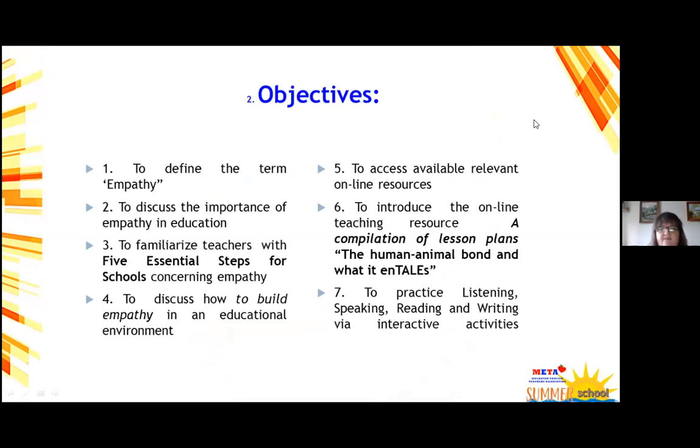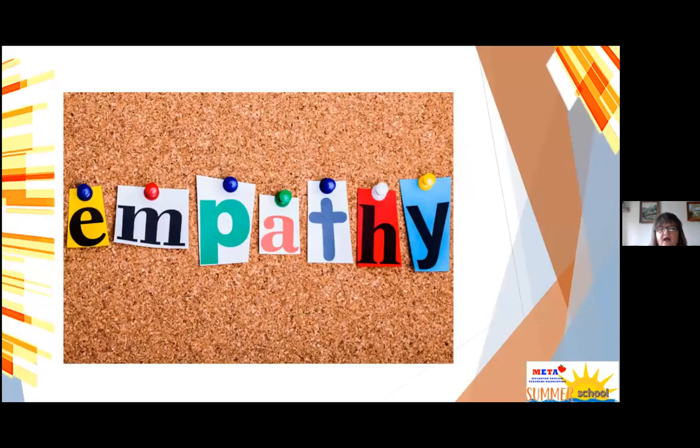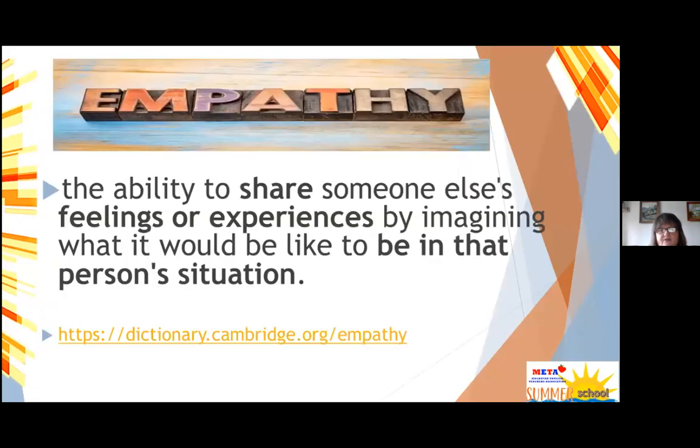Well, I often ask myself how to teach empathy, how important it might be, what kind of quality it is, and how important it is to our younger generation. But the main question, at least I asked myself, was what can I personally do to contribute to this development? Okay, a nice picture about empathy.